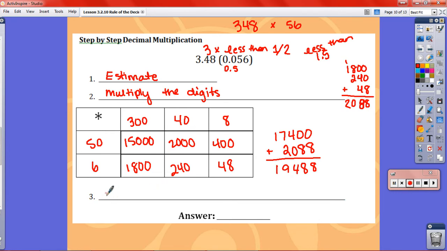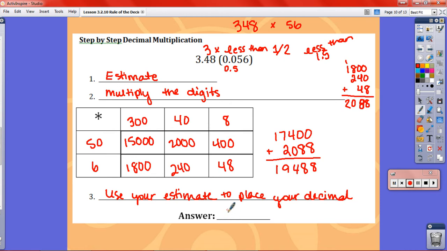Then your next step is to use your estimate to place your decimal. And I purposely used a more tricky one for the example. Most of the homework ones are easier. A couple of them are a little more difficult, but most are fairly simple. This one is complicated because you have to know that it's less than half, so you have to figure out half of 3 and know that's going to be even less than that.